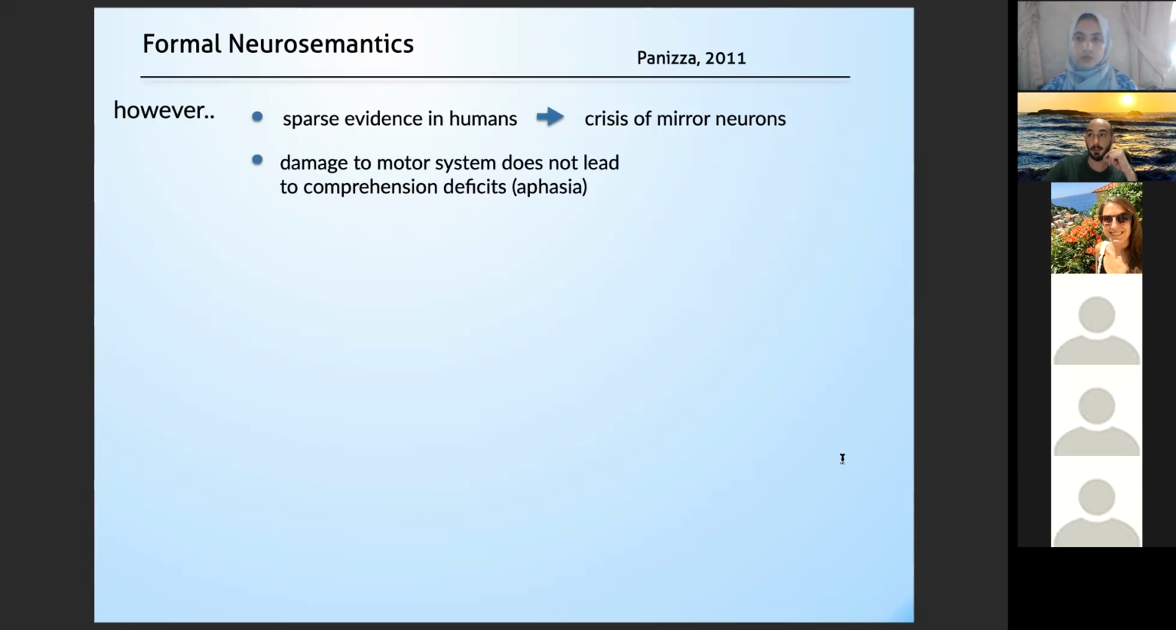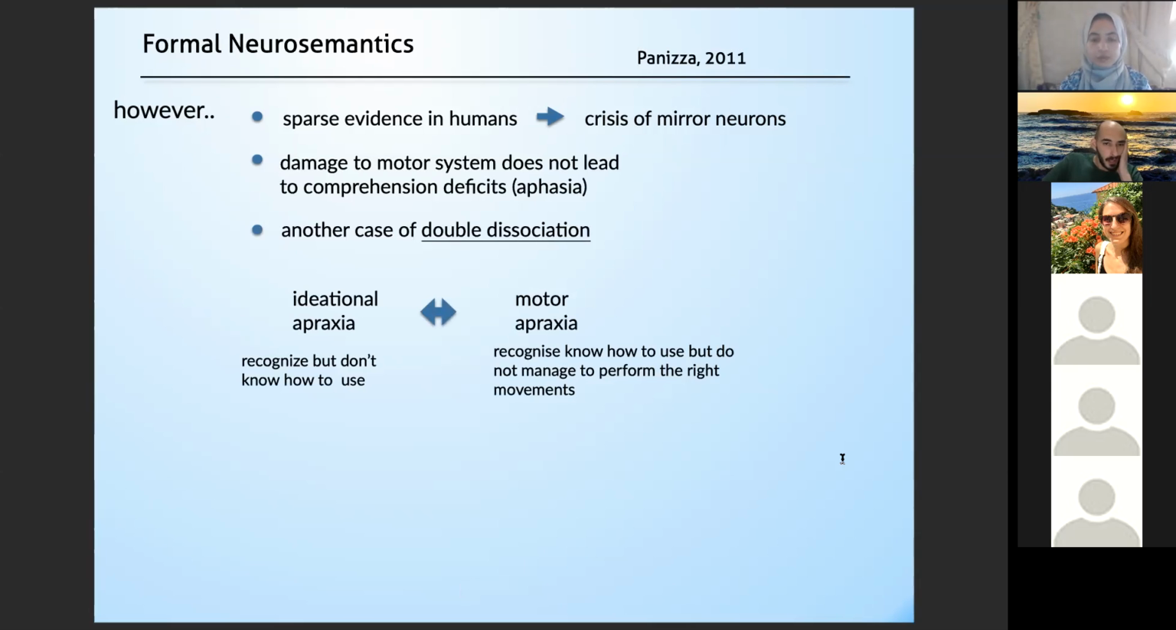Second, I told you already, double dissociations. Damage to a motor system does not lead to comprehension deficits, okay? So if you claim that your linguistic processing is done by motor areas, you predict that if you have damage to motor areas, you should have some linguistic deficits. But this is exactly what you don't get, given the double dissociation. So if you have aphasia, you have your motor programs intact. Otherwise, you would call it, for instance, motor apraxia, not aphasia, right? So we have all these cases of double dissociation. For instance, ideational apraxia versus motor apraxia. With ideational apraxia, you recognize a gesture or a tool, but you don't know how to use it. With motor apraxia, you know how to use it. Sorry.